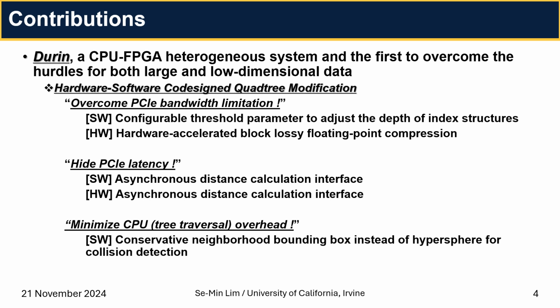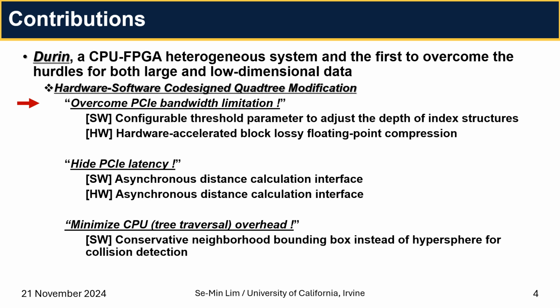The key innovation of Durin is its hardware-software co-designed quadtree modification to efficiently partition the clustering algorithm across the CPU-FPGA heterogeneous system. Our specific contributions mostly focus on not introducing a prominent new bottleneck, such as the PCI performance limitation and the computation overhead placed on the CPU. First of all, if the size of the dataset exceeds onboard memory, storing the dataset in host-side memory and getting the data via PCIe is inevitable.